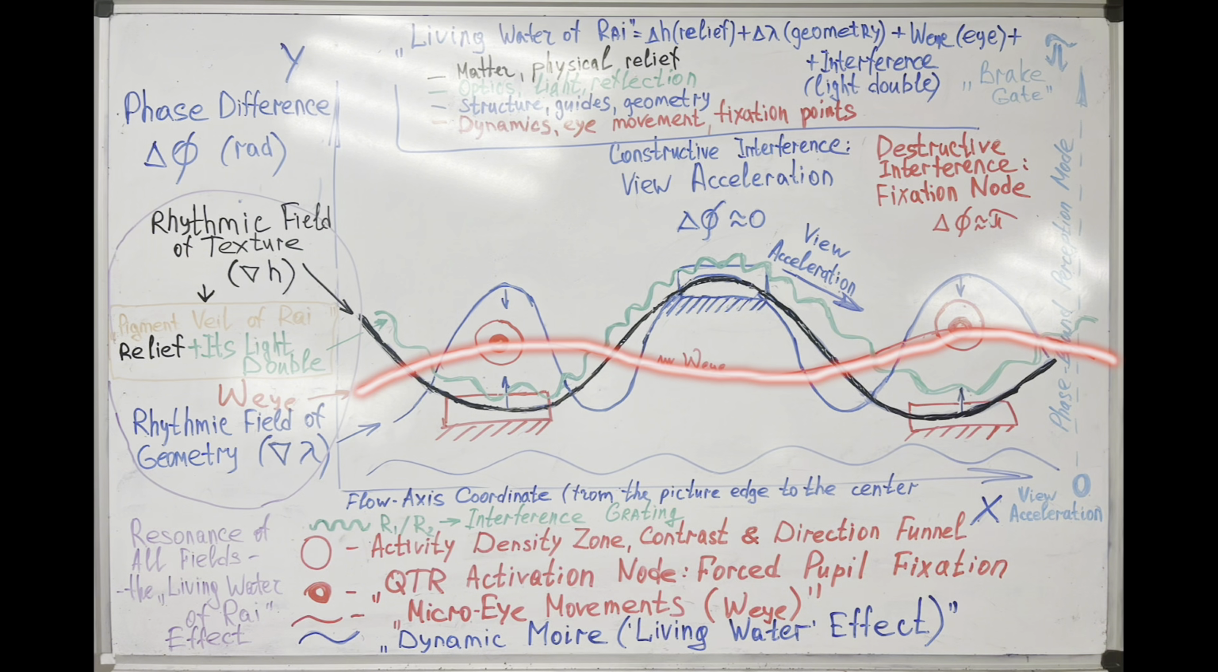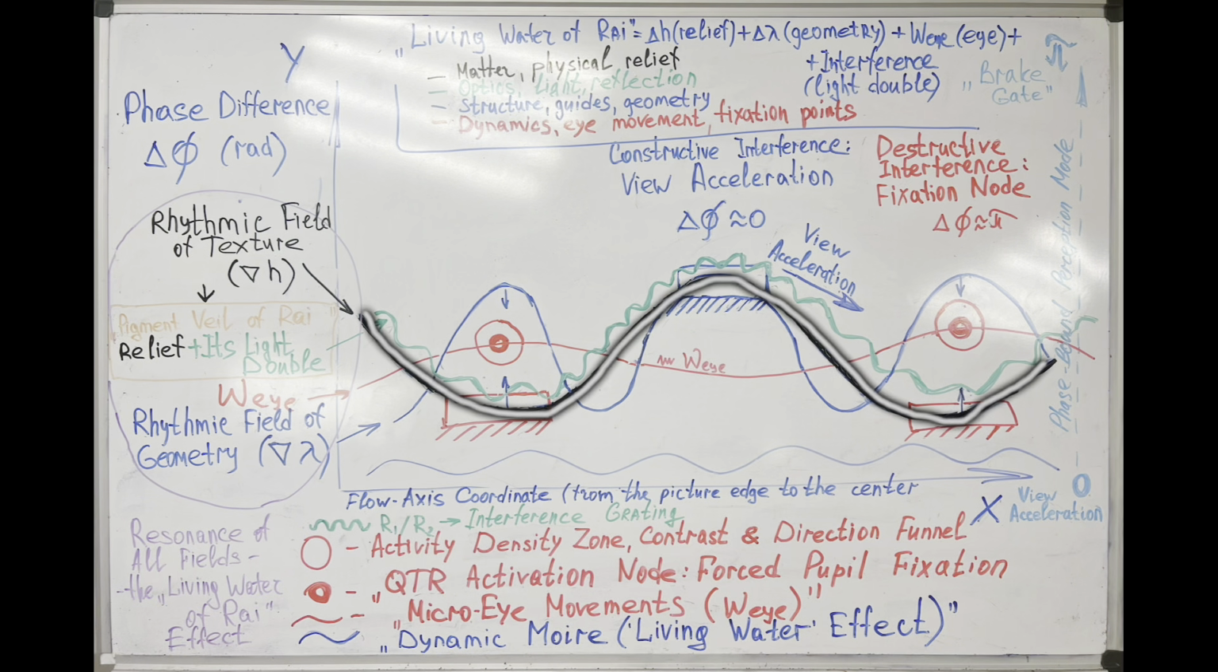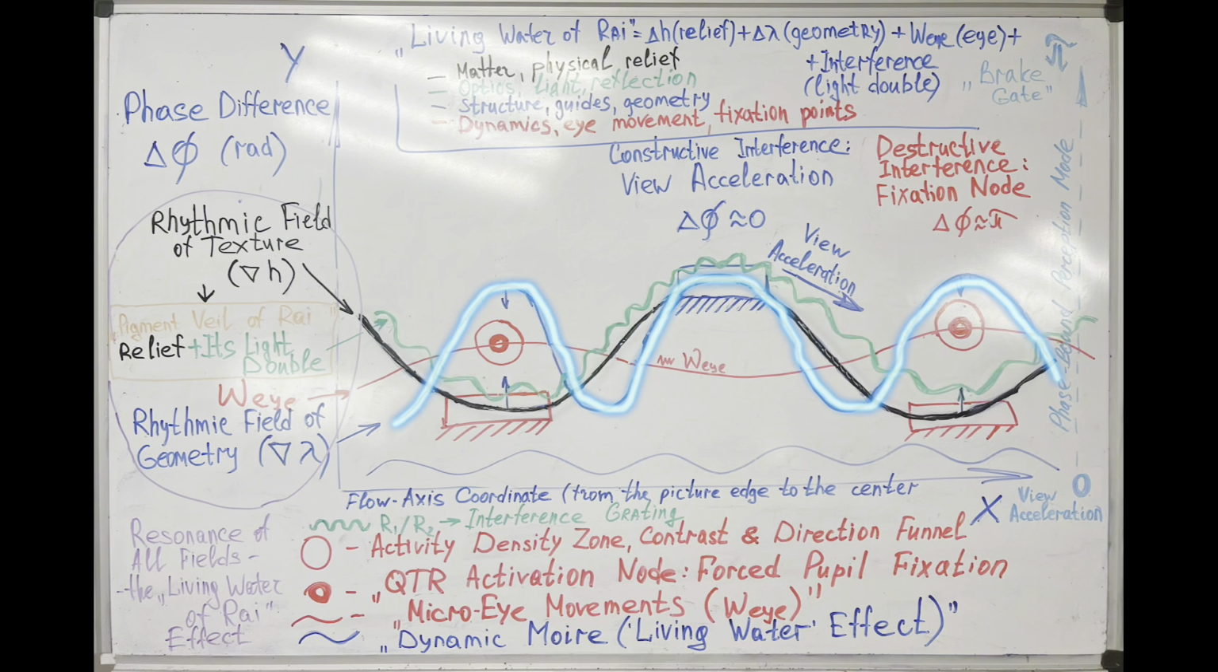The red arc on the diagram shows the micromovements of the eye, Wei. It is these activation nodes that the eye reads. Wei pulsates and stitches the fixation points, holding attention where the painting's design requires it. At the bottom of the diagram is the formula for the final effect, the resonance of all fields. When the rhythmic field of texture, the rhythmic field of geometry, Rai's pigment heat haze, and Rai's vector flow enter synchronization, the living water of Rai effect emerges.